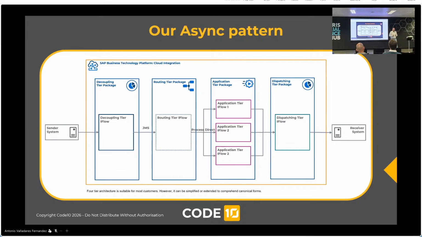Then we do the routing pattern, where we don't use the partner directory. What we use over there is value mappings, but also smart routing, so smart routing based on the message. And we don't have a unique pattern that fits all. Okay, we have one for IDOCs, one for XI, one for files, one for XML, one for JSON, full stop. And then we have the application tier, where we do the transformation. And then we have the dispatching tier again, no? And both routing and dispatching have retry mechanisms.